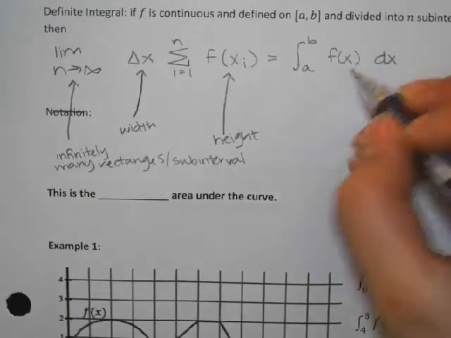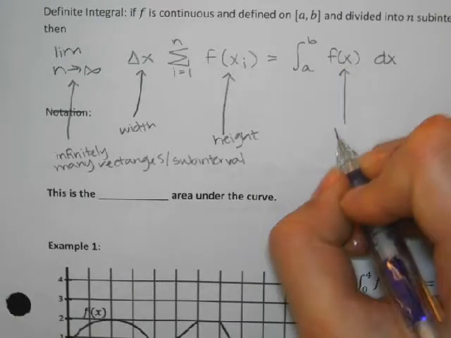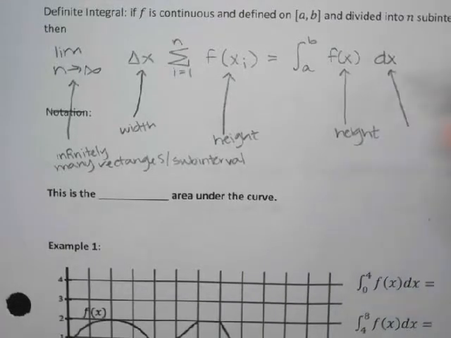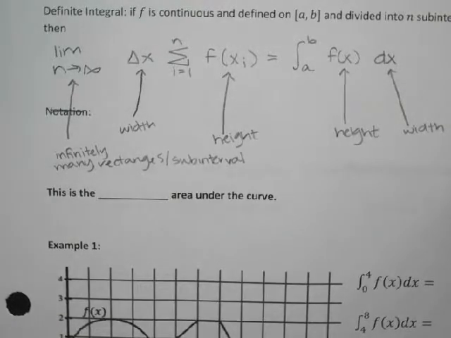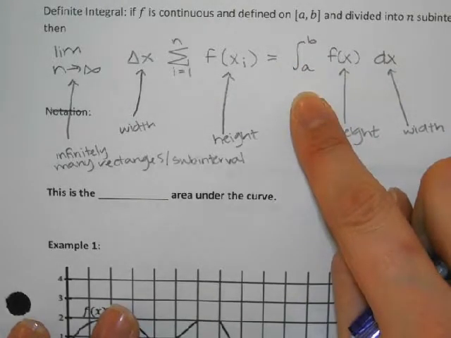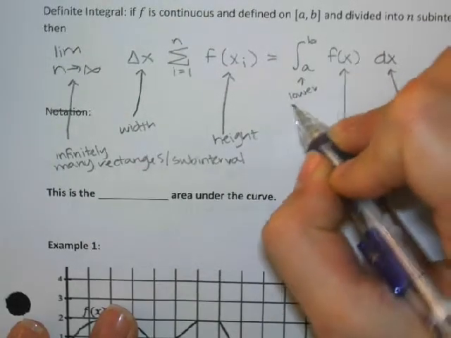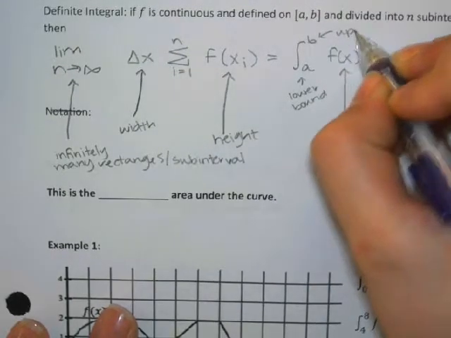Okay, for this one, this part right here, this is representing the curve, so this represents the height of the rectangle. The dx on the end represents the width of the rectangle, and it never changes. It is always written as dx. Okay? And then the a and the b, you can see, are your upper bound and your lower bound. Okay? So the lower bound goes on bottom because it's lower, and the upper bound goes on top because it's higher.